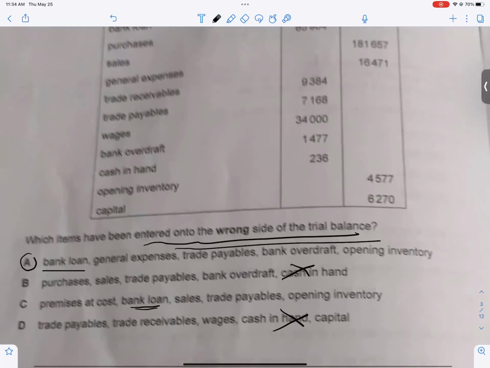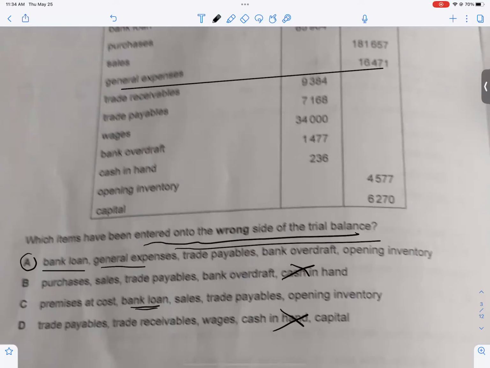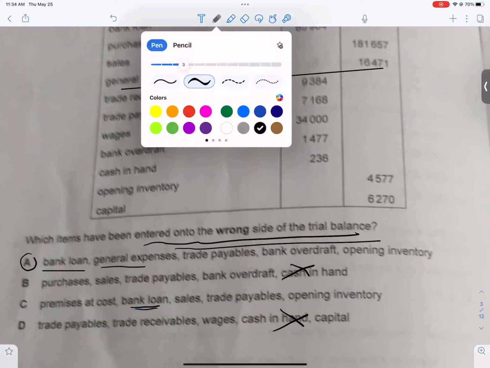Smart work. General expenses. General expenses is credited when it should be debited. It should be debited. So here is the general expenses in option C? No, so it's option A.